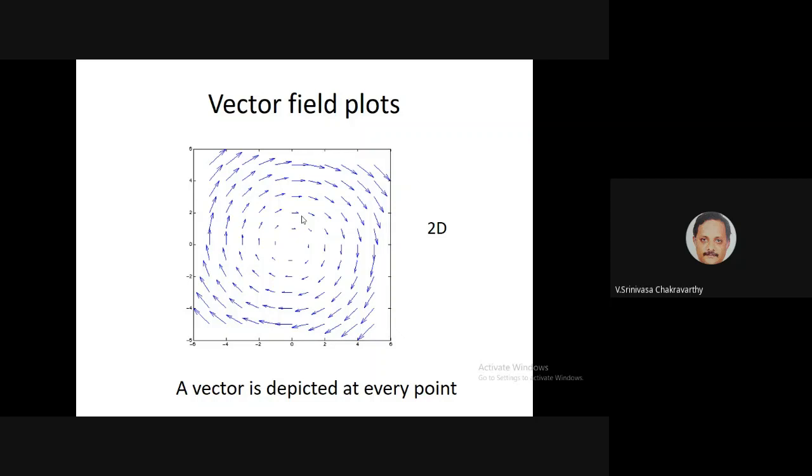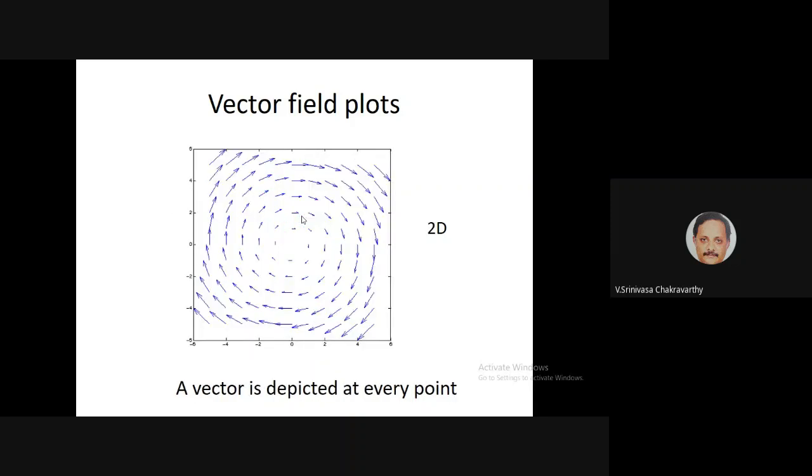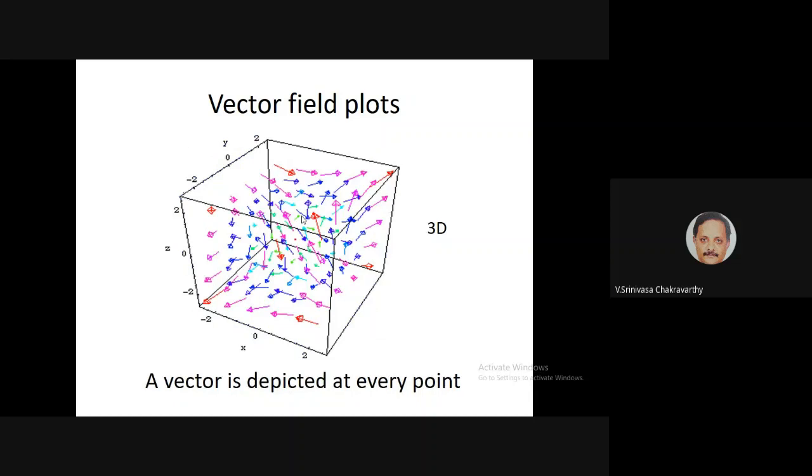In this case, you see a nice circulation around the center. If you calculate the curl, which you might have studied in your vector analysis class before, you can see a high value of curl in the center of this vector field. So this is a 2D vector field, and this is a 3D vector field, where at every point in 3D space you depict a vector.